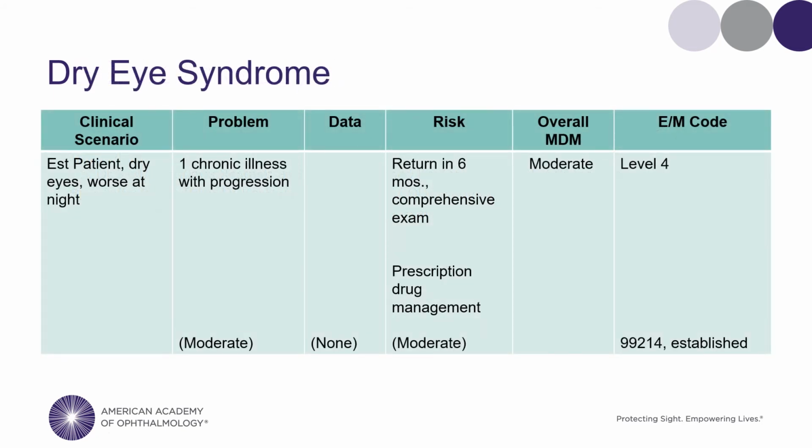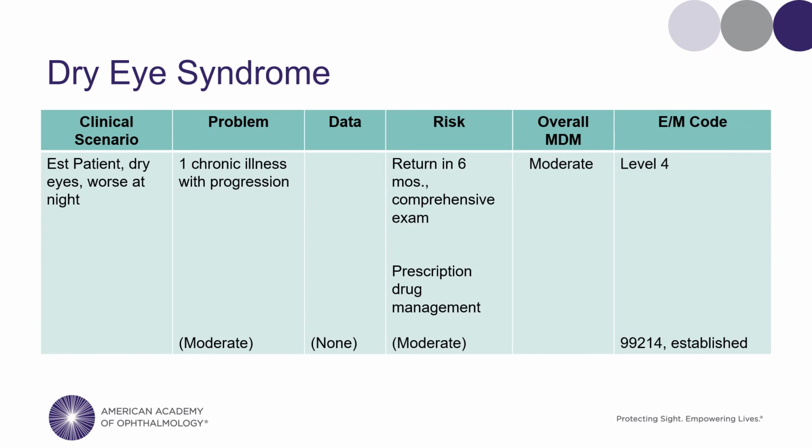For this scenario, an established patient was seen for dry eyes, and the assessment of the problem would be considered one chronic illness with progression as documented in the chart. This would be considered a moderate level of problem. Now, there was no relevant data, and for the risk category, we had a follow-up of return in 6 months for a comprehensive exam and also prescription drug management, both with continuing and adding a new prescription drug.